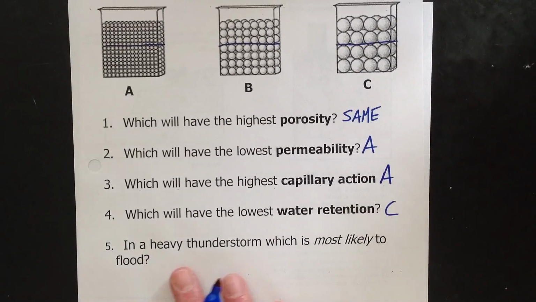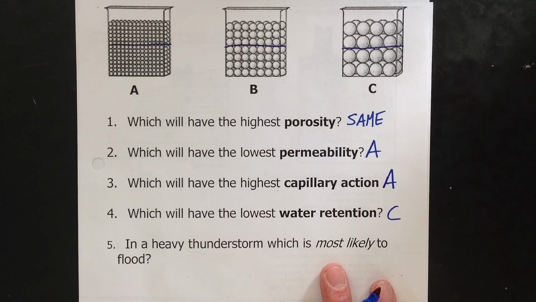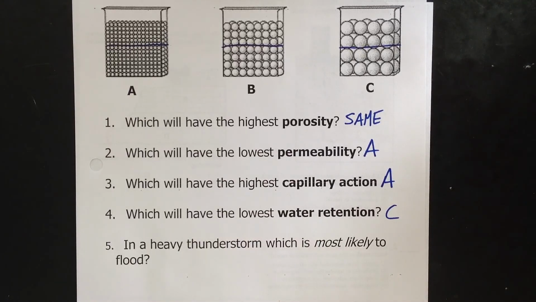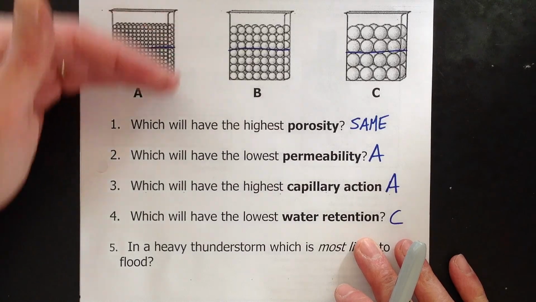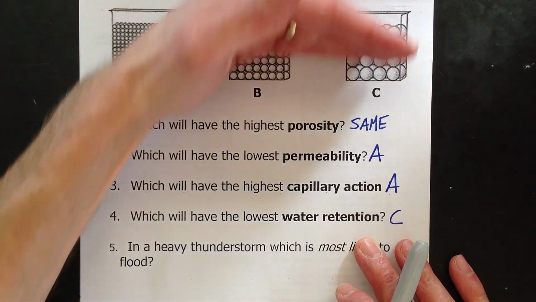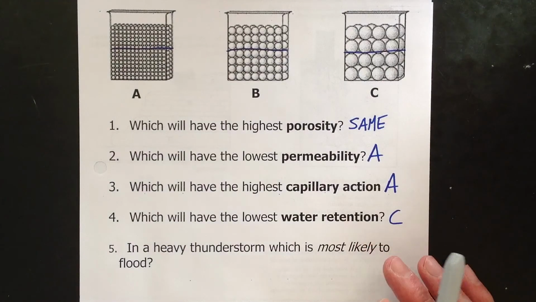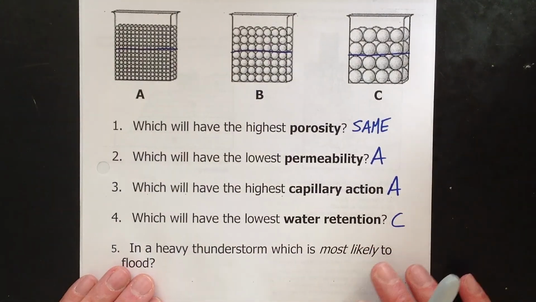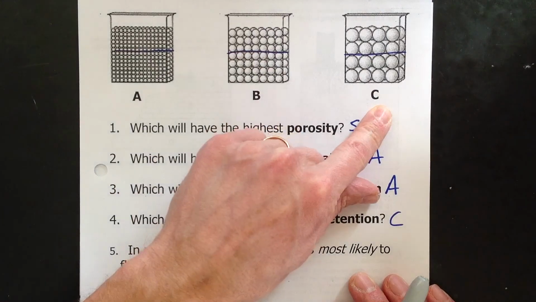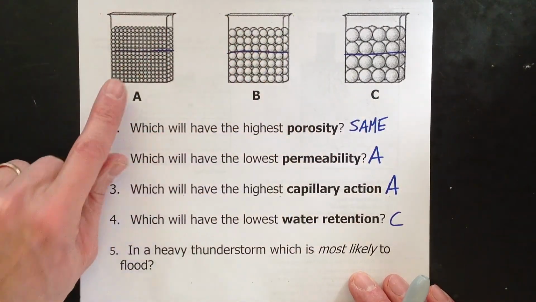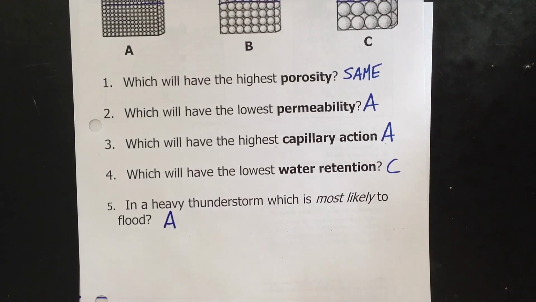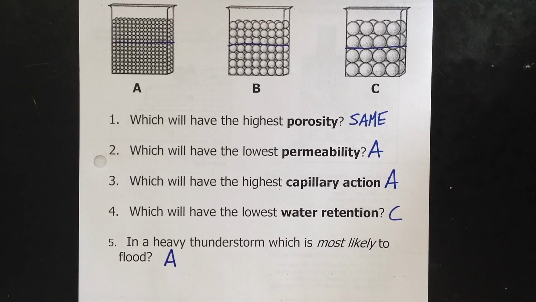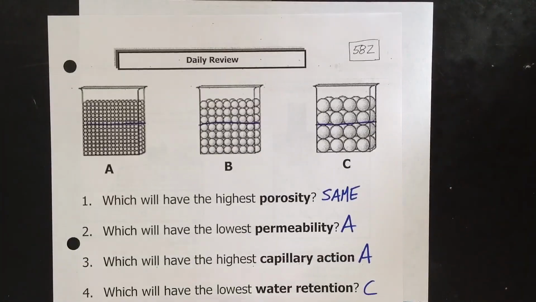And let me see, 5. In a heavy thunderstorm, which is most likely to flood? The thought process here confuses some people. Flood is water staying on the surface. To stay on the surface, water has to go in very slowly. That's what causes flooding. Well, the water's going to go into this one the fastest, this one second fastest, and this one the slowest, so A is most likely to flood. You really got to be able to think that through. Most likely to flood is A, least likely would be C.